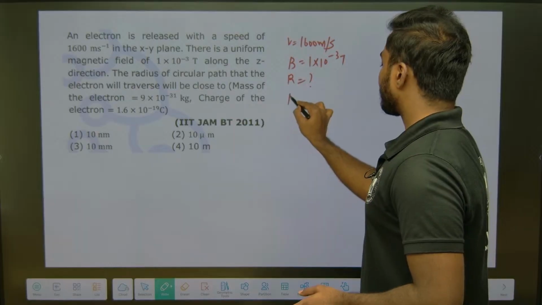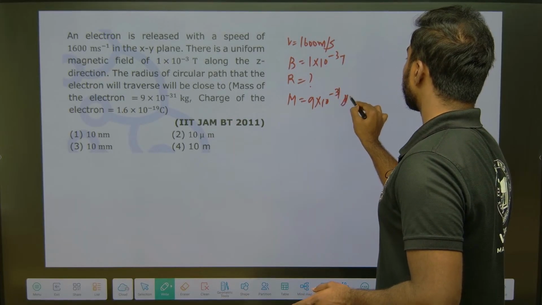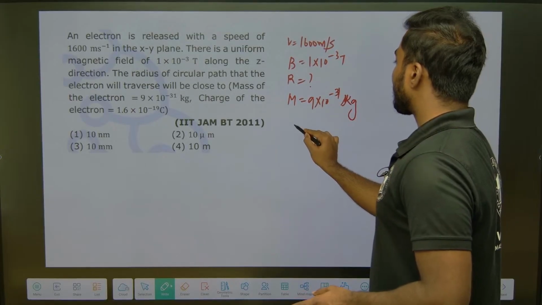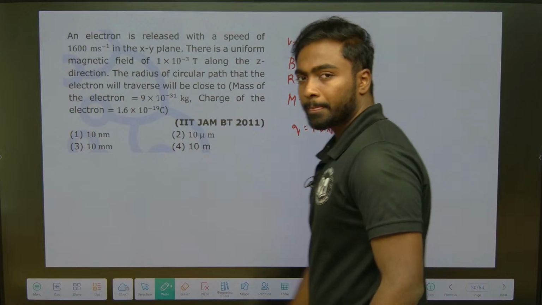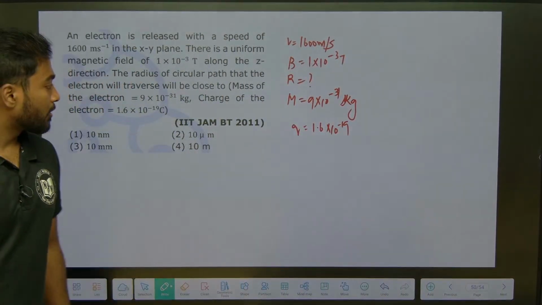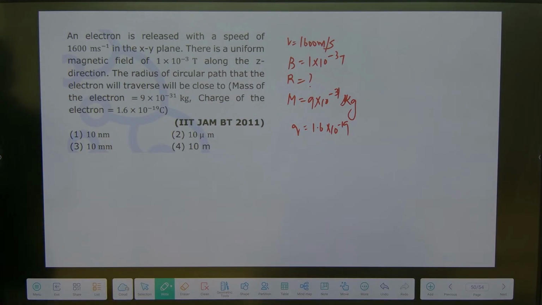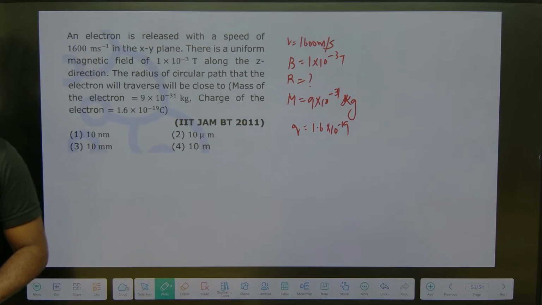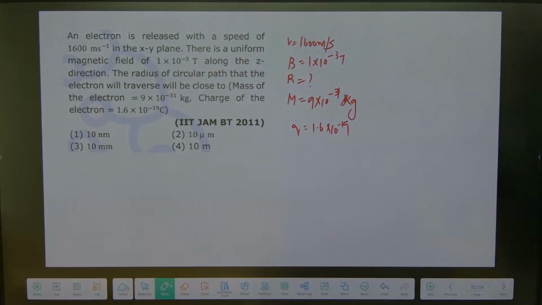Mass of the electron is 9 into 10 power minus 31 kg, and charge of the electron q is equal to 1.6 into 10 power minus 19 coulomb. So what is the answer for this question? They are asking the radius, right? Can you give the answer for this question? You can take 1 minute for this. With this, we will end this session after completing this question.